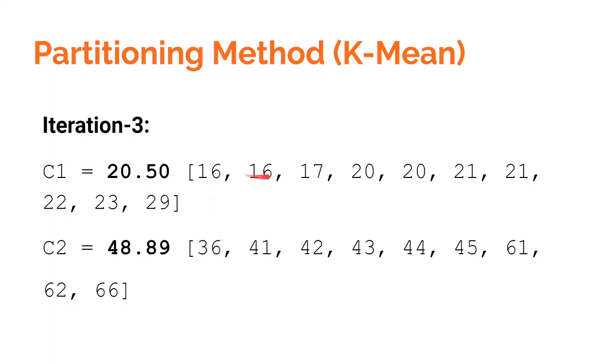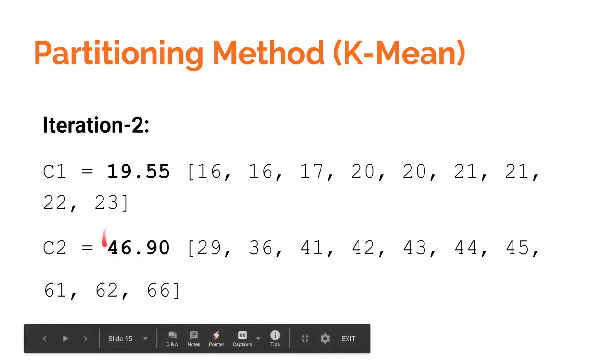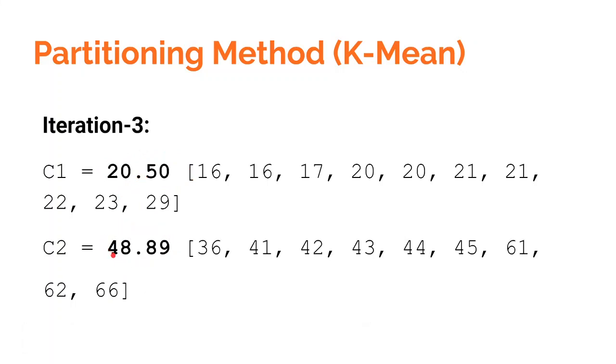So 16, 17, 20, 22, 23 and 29 are nearer to 20 rather than 47, because if you subtract 20 from 21, 22, 23, 29, or if you subtract 16 and 17 from 20, you will get less difference, and that's why these values must be present in cluster 1.